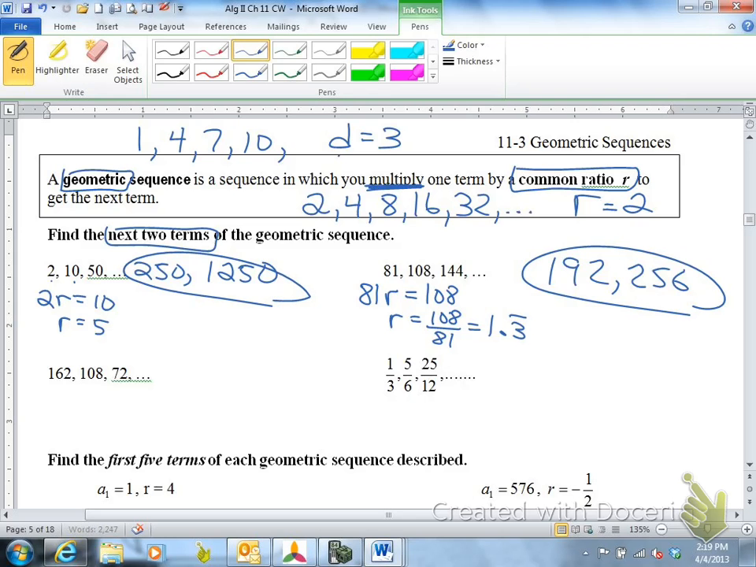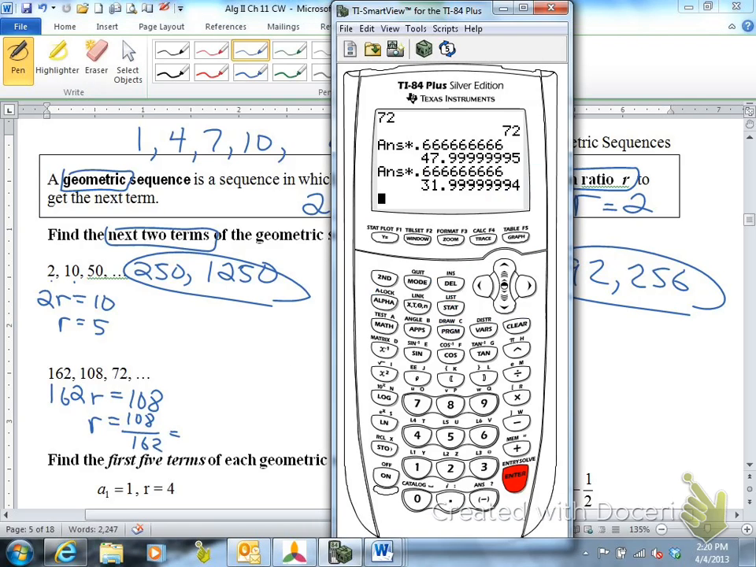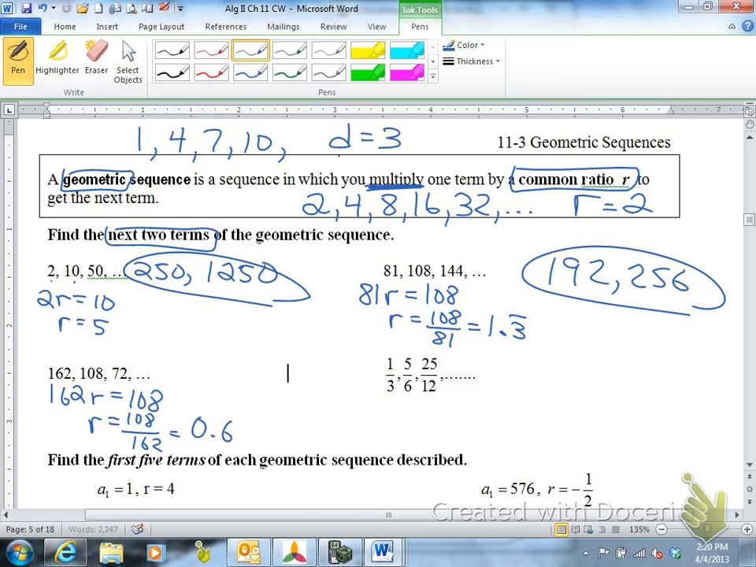There's that. Next one, notice the numbers are getting smaller. 162 and going downhill to 108. So you must be multiplying by a number less than 1, a fraction. So you have 162 times r equals 108. And the r that we multiplied by would be 108 divided by 162, which is 0.6 repeating, and we get 48 and 32.